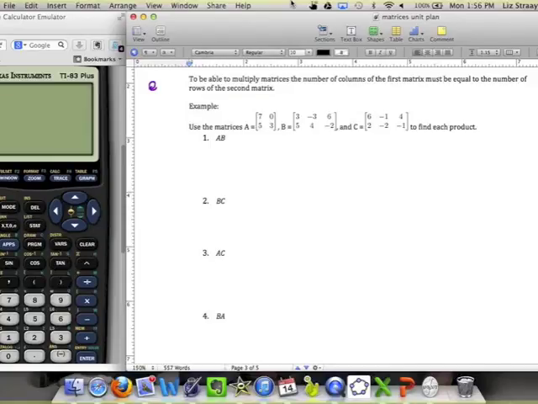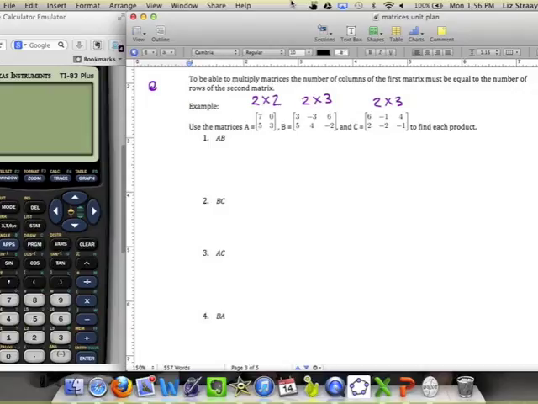At the top of the notes here, it says to be able to multiply matrices, the number of columns of the first matrix must be equal to the number of rows of the second matrix. So remember, when we give our dimensions of a matrix, we do the number of rows first and then the number of columns. So A is a 2 by 2 matrix. B is a 2 by 3 matrix. And then C would also be a 2 by 3 matrix.